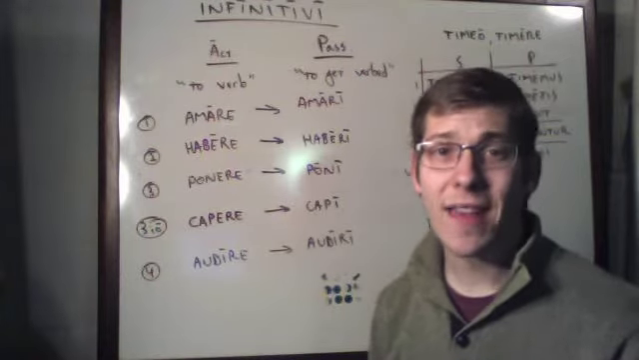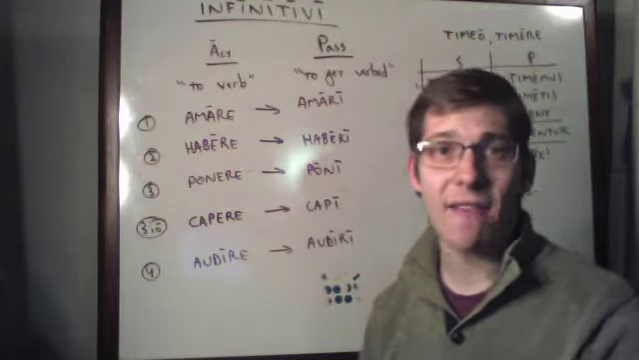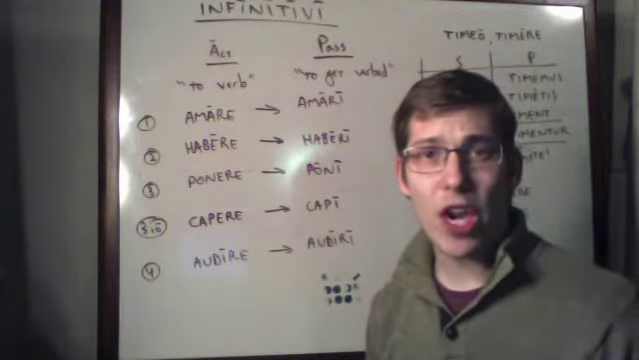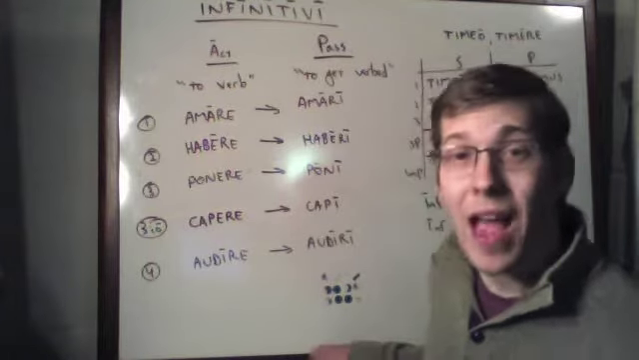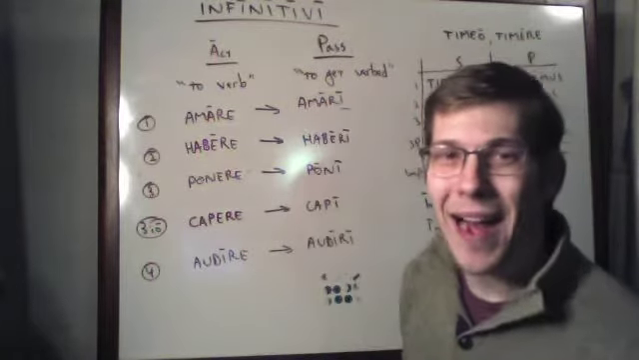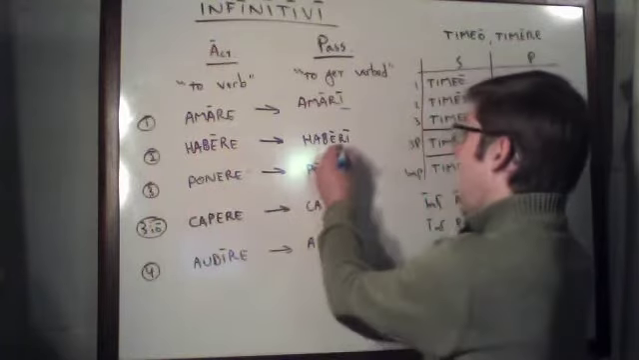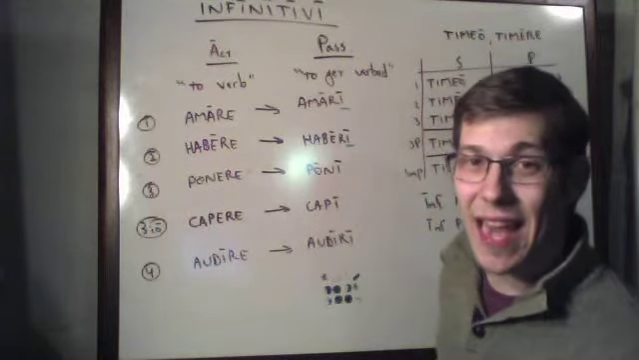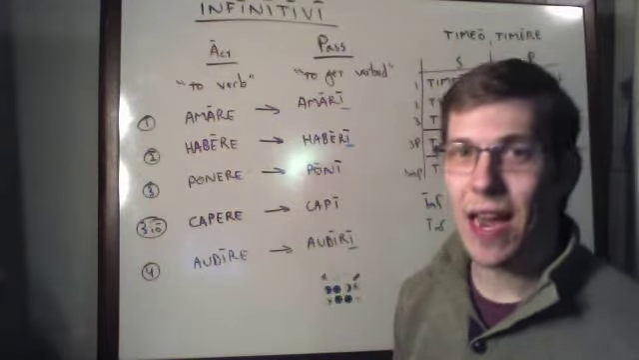Now to make them passive, instead of saying to love, we want to say to get loved. Or instead of saying to have, to get had. What we're usually going to do is just take that last E and change it to a long I. So, amare, to love, becomes amari, to get loved. Similarly, habere, to have, becomes haberi, to get had. And audire, to hear, becomes audiri, to get heard.